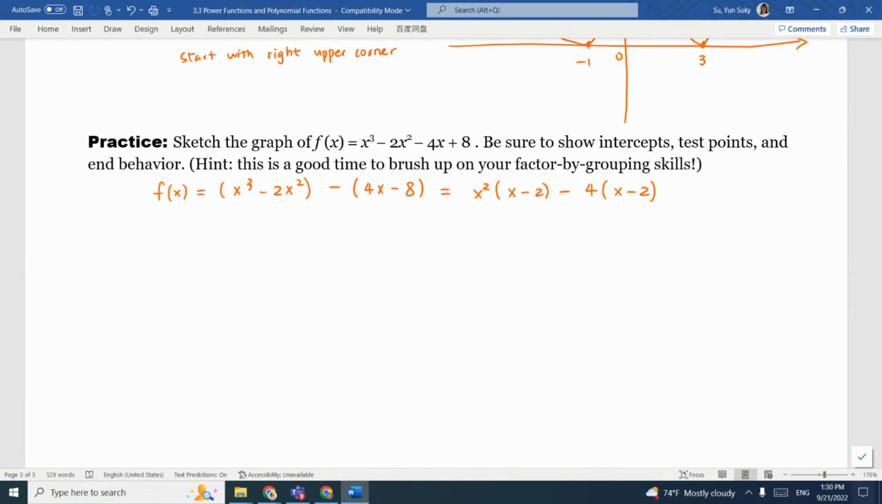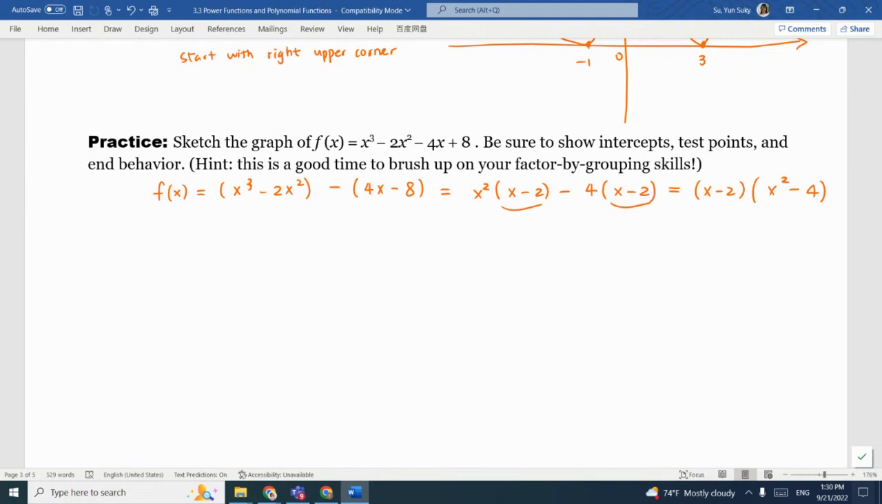So far, so good, everybody? Do you see? This term has the factor x minus 2. This term also has the factor x minus 2. So now x minus 2 is the common factor of those two terms. Can you see that, everybody? Yes? So x minus 2 is a common factor. What's left? x squared minus 4. So far, so good, everybody? Okay. Can we factor further?